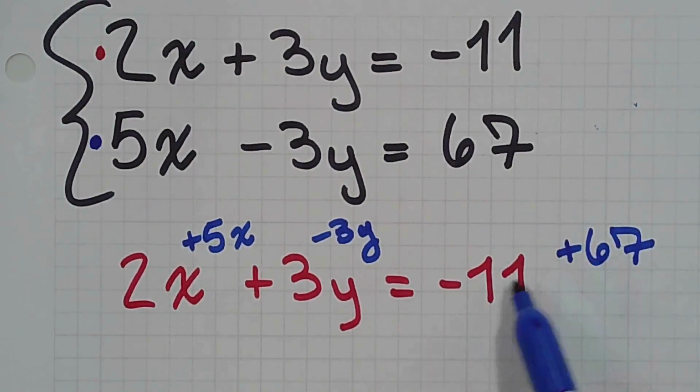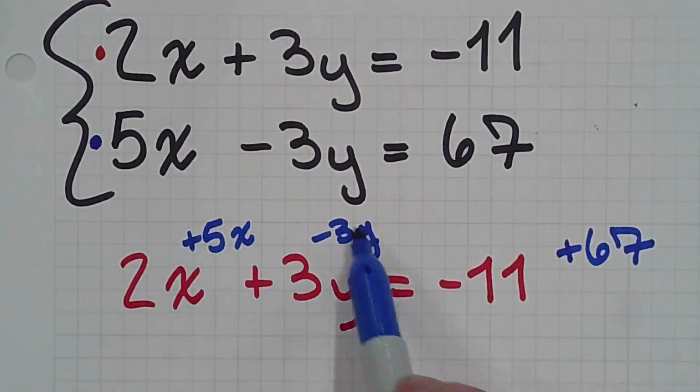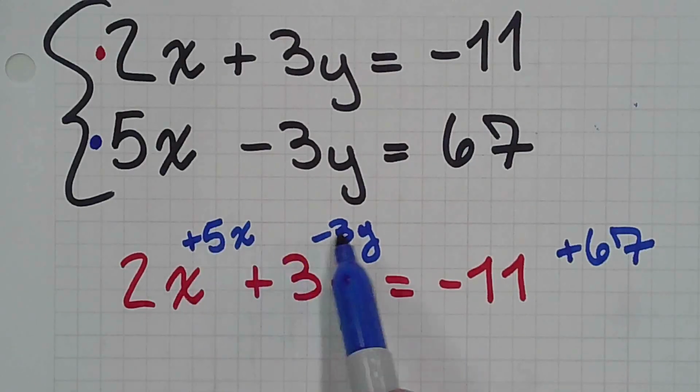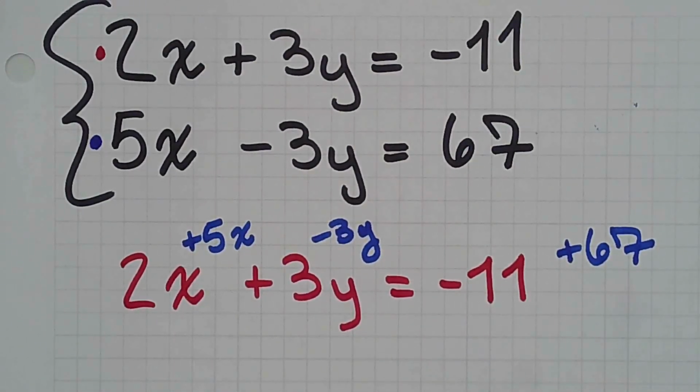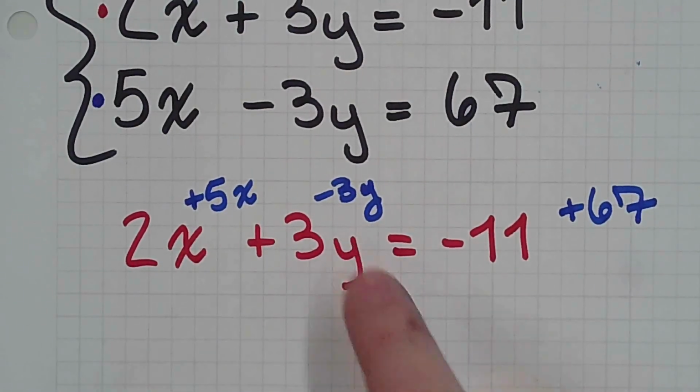I added 67, that way I can actually combine these terms. And instead of adding 67 to this side, I added 5x and negative 3y because I can combine those terms. So it is balanced, and I'll actually be able to combine these terms to something nice. And what's really nice, as noted earlier, this will become 0. That variable will get eliminated.